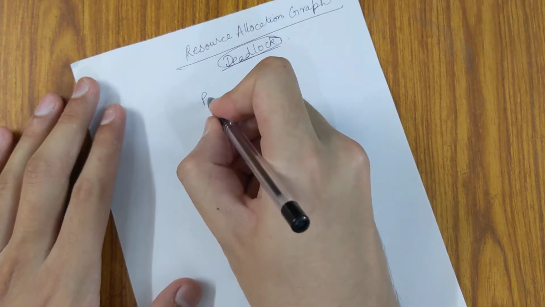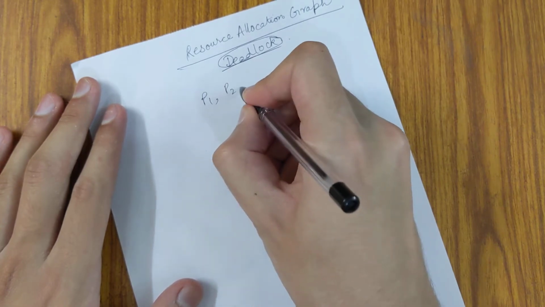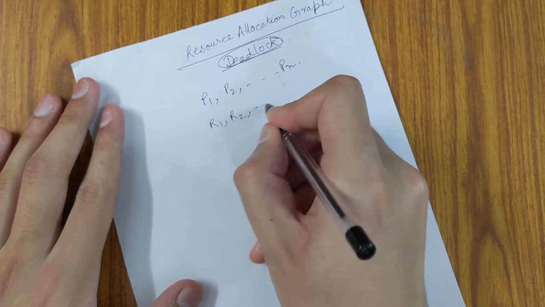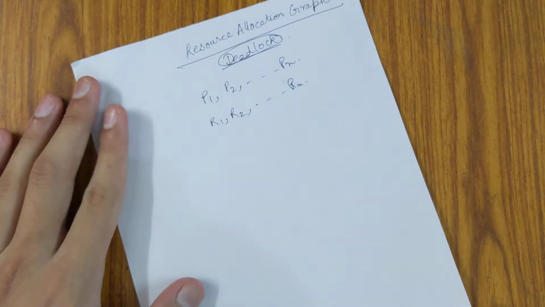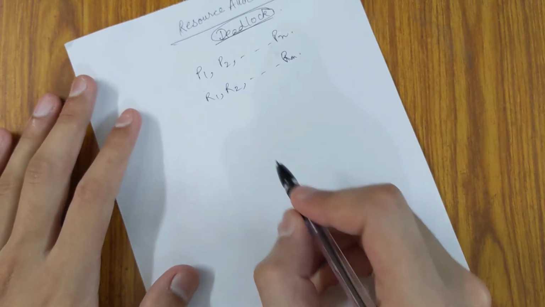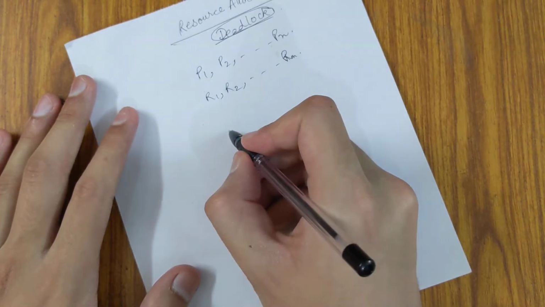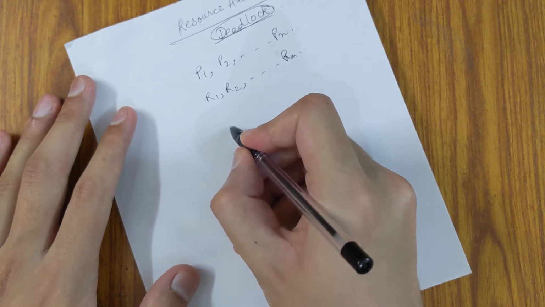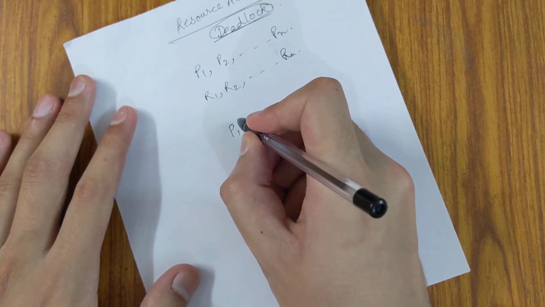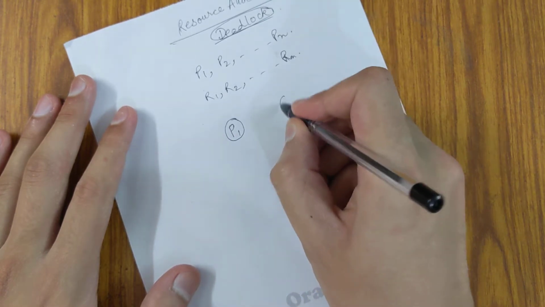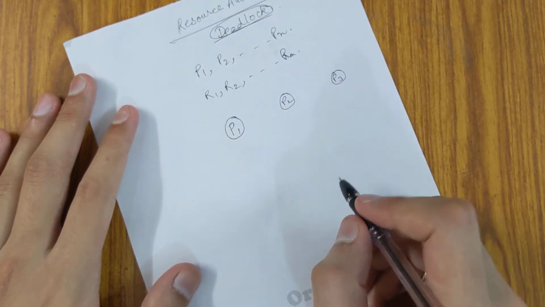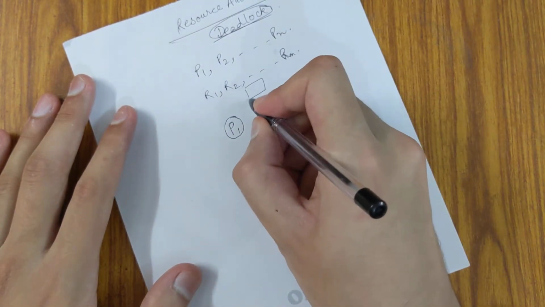So let's say we have some processes P1, P2 up till Pn and some resources R1, R2 up till Rn which are required by those processes at some point of time, and let's say this is the P1. So we represent these processes by circles. Let's say this is P2, this is P3 and so on, and we represent the resources by rectangles.